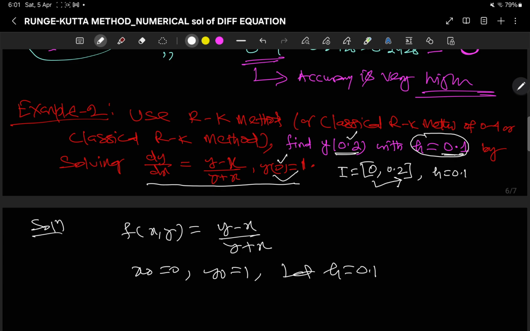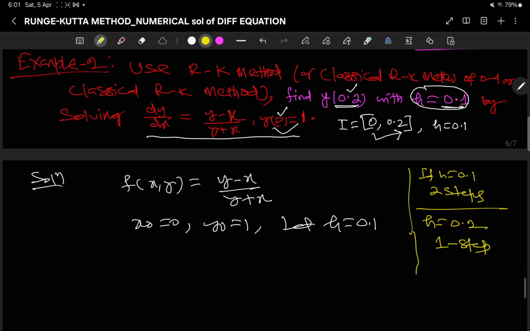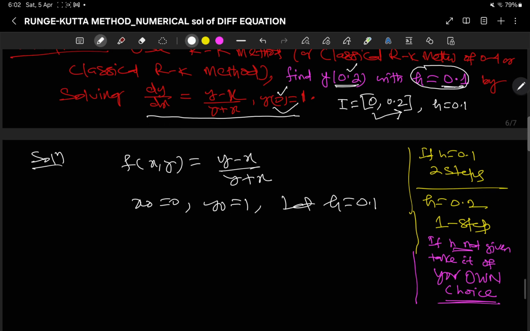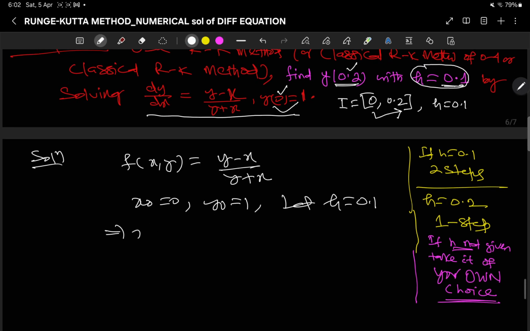So here it is given h is equal to 0.1, or we can choose on our own. If I take h is equal to 0.1, it needs 2 steps. If I take h is equal to 0.2, it needs only 1 step. Okay, so if h is not specified, then the choice is up to us. That means if h is not given, you take it as your own choice, whether you will take 0.1 or 0.2. Now coming to the solution, what is my x1? x1 is 0.1 and x2 is 0.2. So we reach the destination. We want to find y of 0.2.